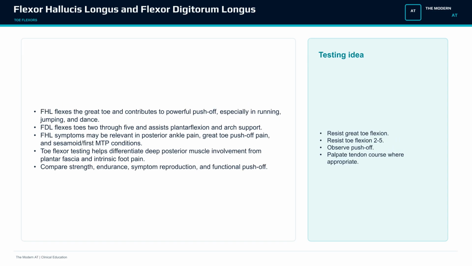FHL and FDL contribute to toe flexion, arch support, and push-off. FHL flexes the great toe and is especially important during propulsion in running, jumping, and dance. FDL flexes toes 2 through 5 and assists plantar flexion and arch control. FHL symptoms may be relevant in posterior ankle pain, great toe push-off pain, sesamoid irritation, and first MTP conditions. Toe flexor testing can help separate deep posterior muscle involvement from plantar fascia or intrinsic foot pain. Clinically, resist great toe flexion, resist toe flexion for digits 2 through 5, observe push-off during gait, compare endurance, and palpate the tendon course when appropriate.